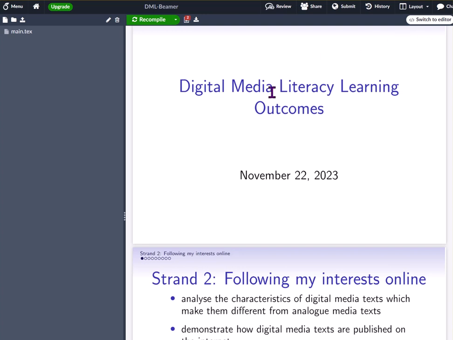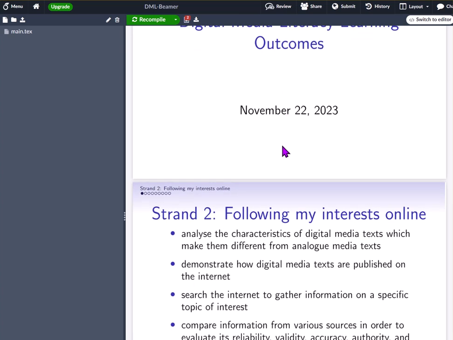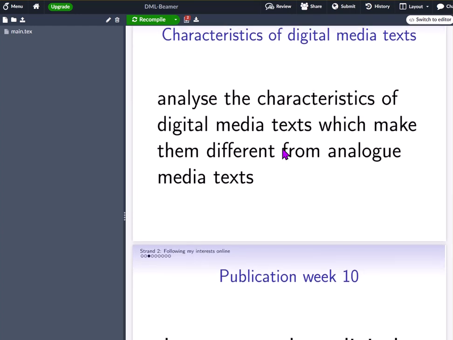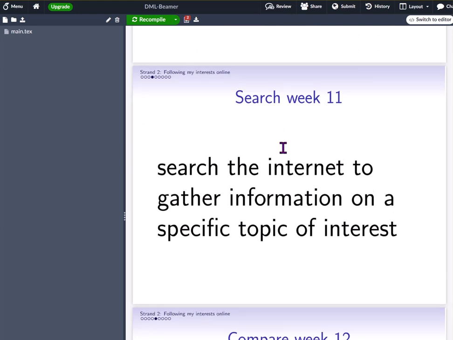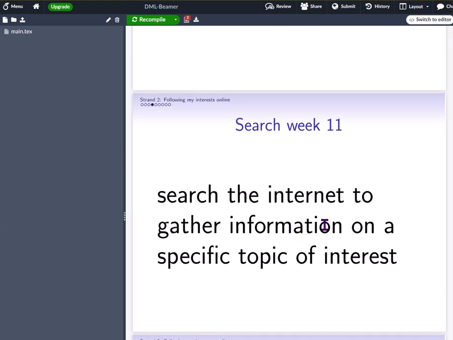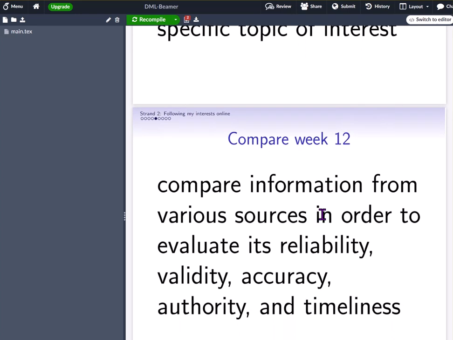So I'm going to post that to the team. What we're looking at here is we're at kind of week 11 or 12, I'm not absolutely sure, but search to gather information on a specific topic, compare information from various sources. Yeah, that's, I think, the one we're going to probably do this week, the 23rd of November. I'll leave it at that.